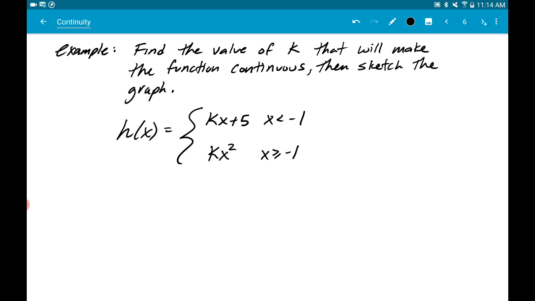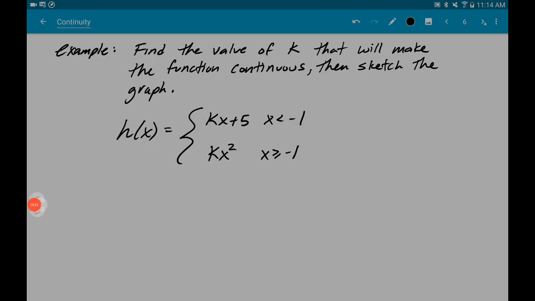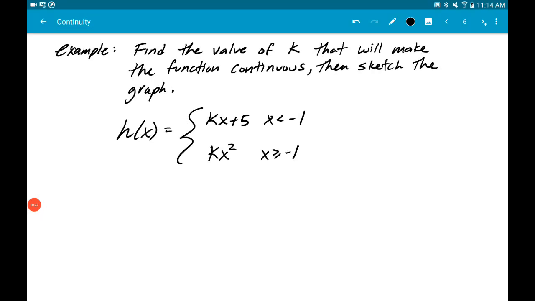And again, give you a chance. It says, find the value of k that will make the function continuous, then sketch the graph. Think about this for a second, guys. Pause it. Pause the video. So you probably hit play, or maybe you never paused it, but it'd be nice if you thought about this before just watching my solution. If I were in class, I'd have you partner up with someone, think about it, talk about it, think about how you could solve this.